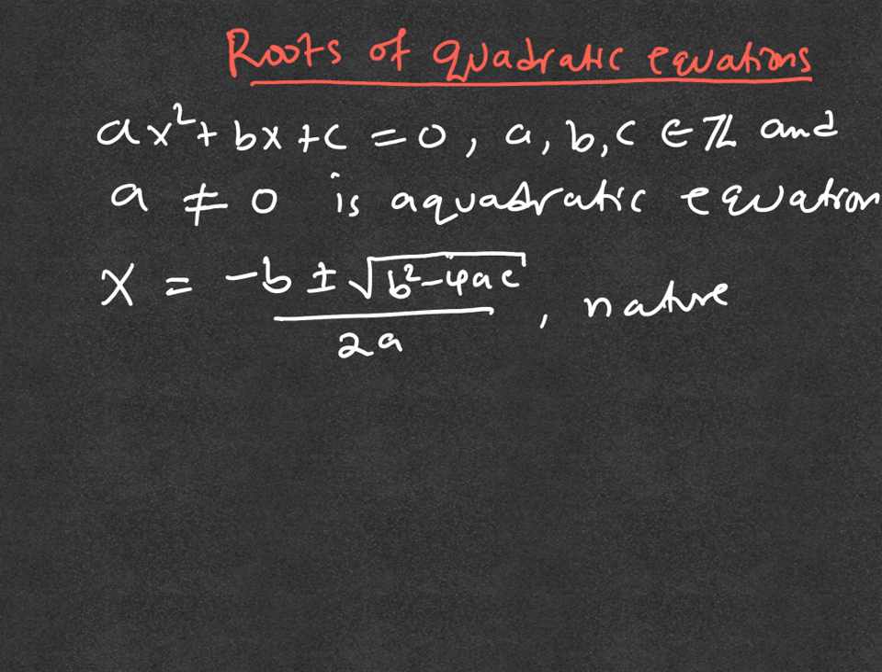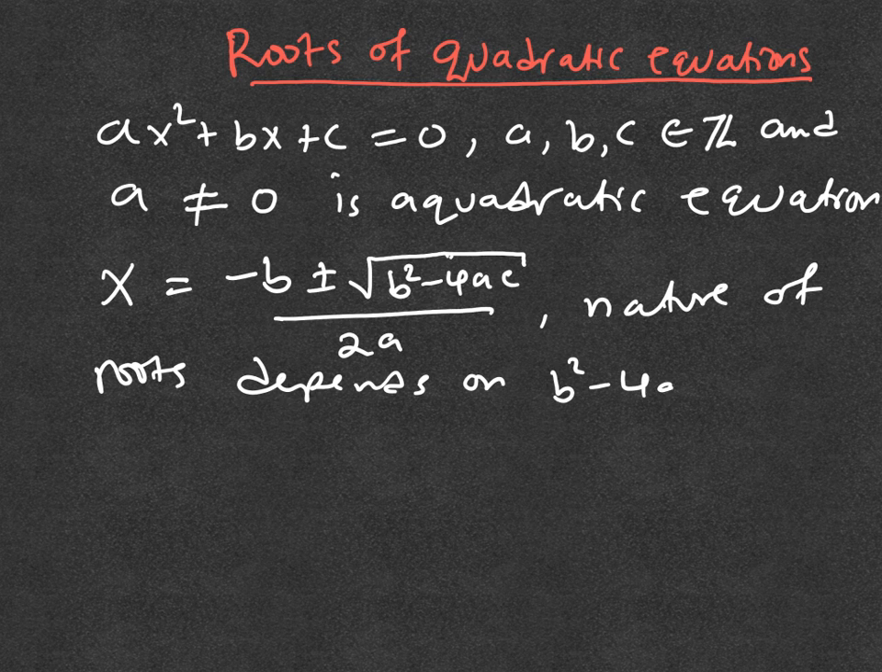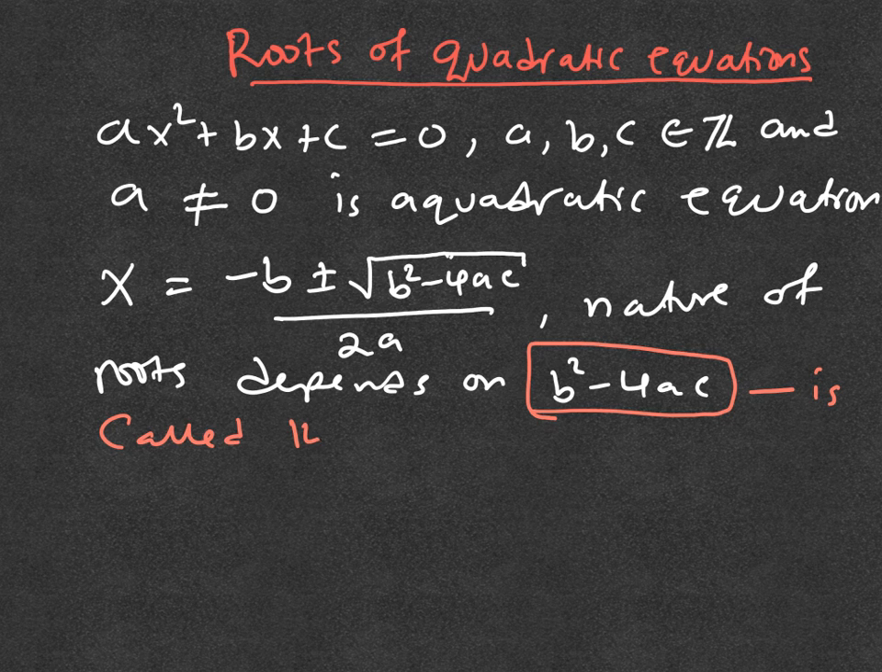The nature of roots depends on b squared minus 4ac. And this quantity, b squared minus 4ac, is what we call the discriminant. Now, that dictates the nature of the roots, or the x values we get when you plug in the values of a, b, and c.